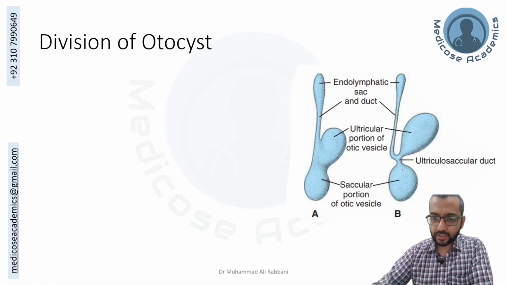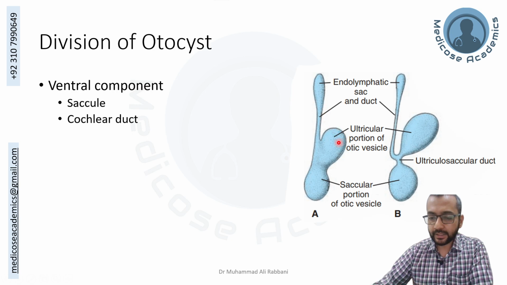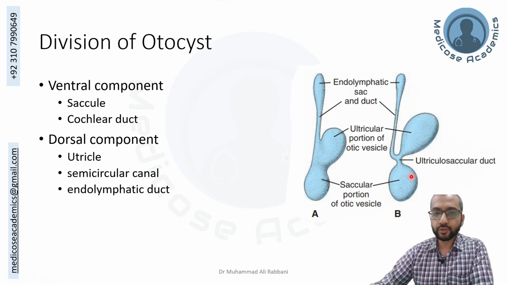So this otocyst immediately starts to differentiate, and it differentiates into a ventral circular portion and a dorsal auricular portion. This ventral circular portion is ultimately going to form the saccule and the cochlea, and this portion is ultimately going to form the auricle, semicircular canals and endolymphatic duct. So these are the structures that are going to be formed by this.